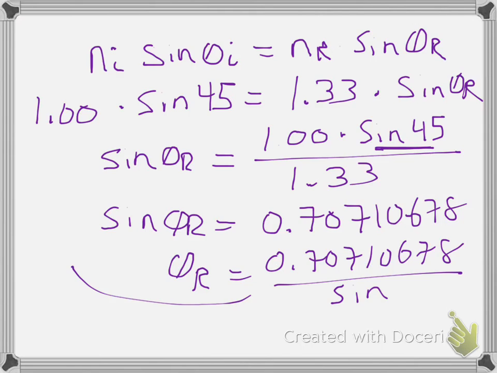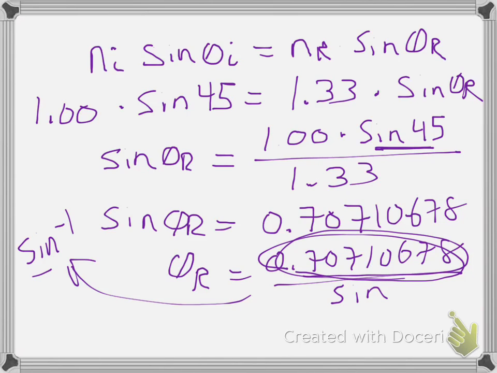This here is really taking sine to the -1, so you're doing the inverse. On your calculator, you would do your second function sine and then this decimal, or your calculator may work by writing this decimal and then doing the sine inverse. Either way, you have to do the inverse of sine, the opposite of sine, and that is going to give you your angle. So you want to give that a try on your calculator.